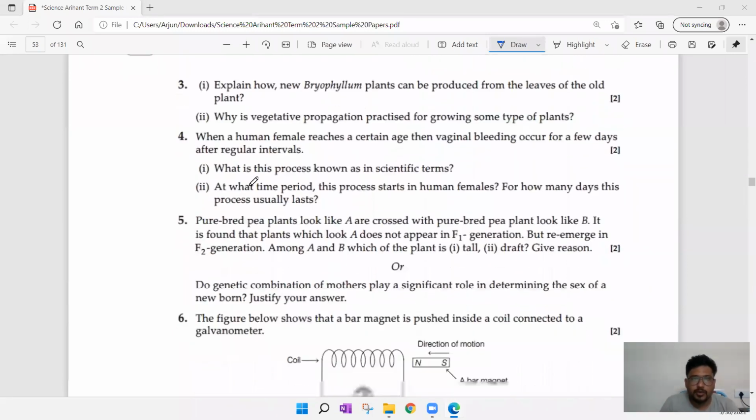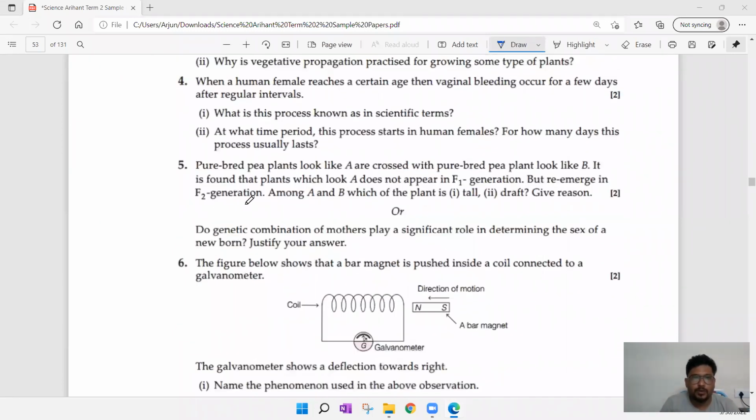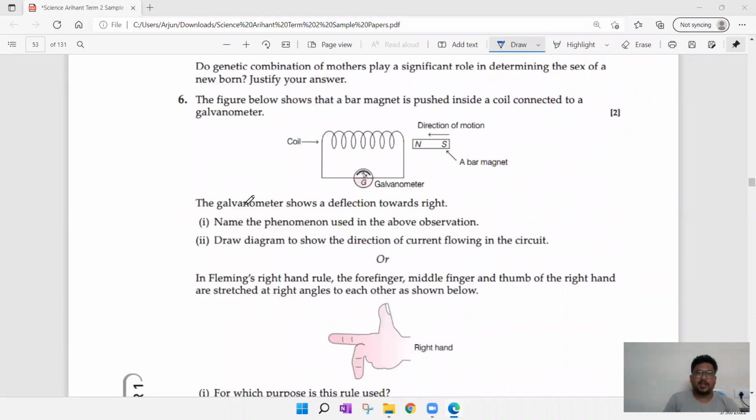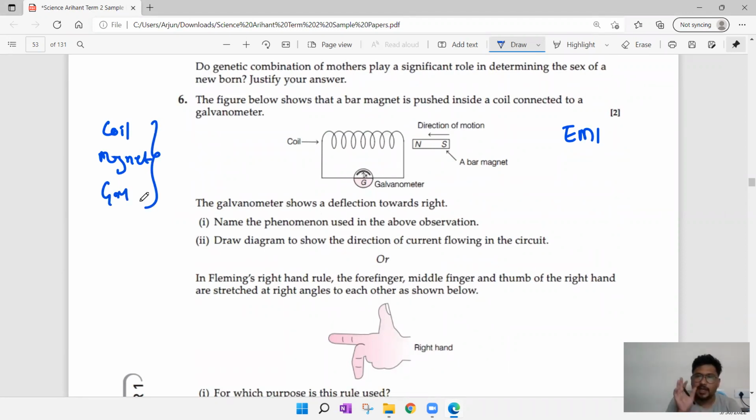Then third question, bio, fourth bio, fifth bio, and sixth. Okay. The figure below shows that a bar magnet is pushed inside a coil connected to a galvanometer. That is fine. So they are talking about electromagnetic induction. Whenever you find coil, magnet, galvanometer, these three arrangements, blindly you have to think about electromagnetic induction. What is electromagnetic induction? Electricity is induced. Induced current is produced because of magnets, because of magnetism.